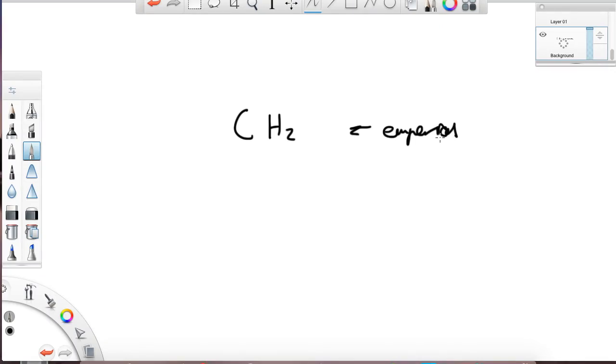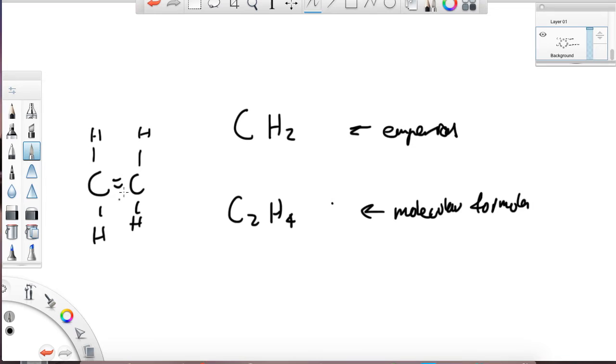The empirical formula gives a whole number ratio for the elements in its compound. The molecular formula might be C2H4. You see the connection over here. The molecular formula gives you the actual number of atoms in a molecule. So this would be the molecular formula.